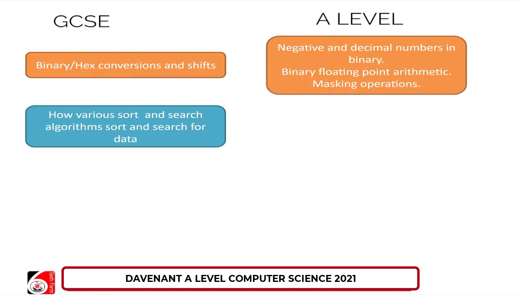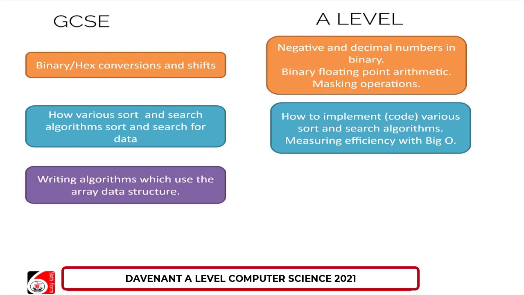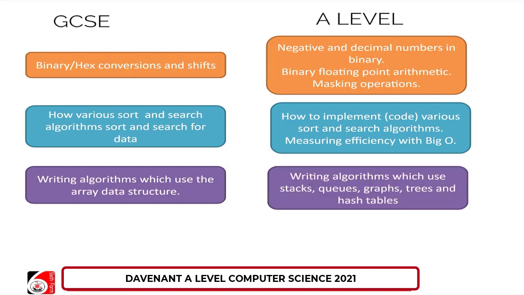At GCSE, you learn how various sort and search algorithms sort and search for data. At A-Level, you learn how to implement code various sort and search algorithms. You also learn to measure efficiency of algorithms using big O notation. At GCSE, you write algorithms using the array or list data structure. At A-Level, you move on to learn about more abstract data structures such as stacks, queues, graphs, trees, and hash tables.